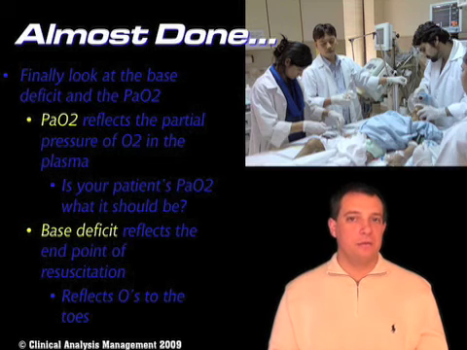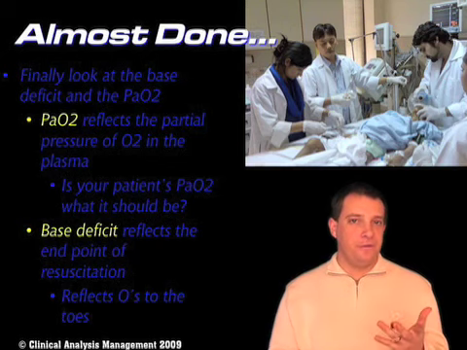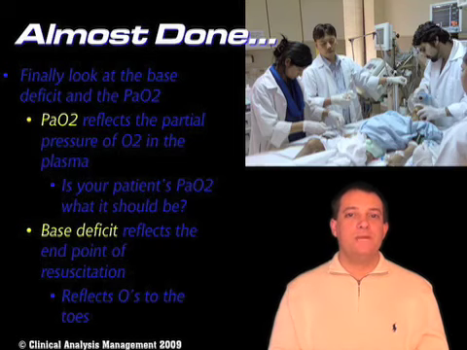Now, what about somebody who's on 50% oxygen? What should their PaO2 be? Well, if we take 50% and we multiply it times 5, we should get 250, right? So if you've got a really healthy person and you put them on a FiO2 of 50%, we would expect that their PaO2 would be somewhere around 250.